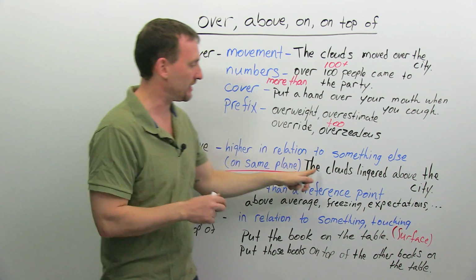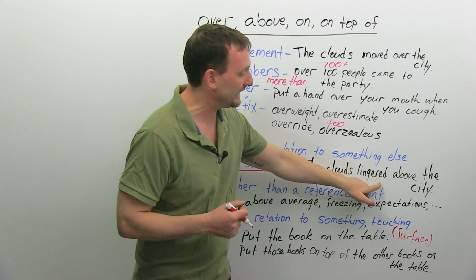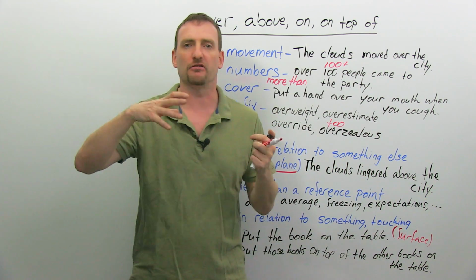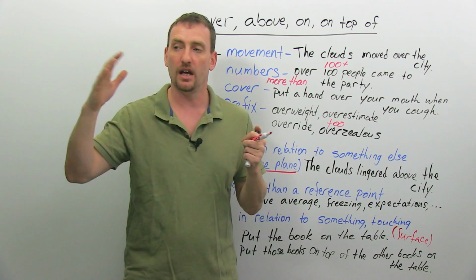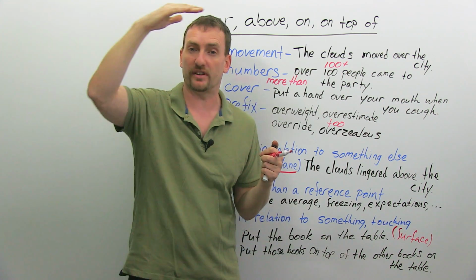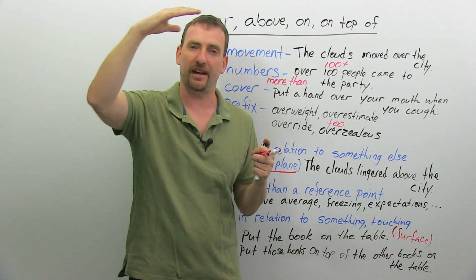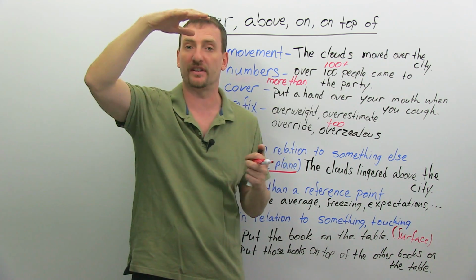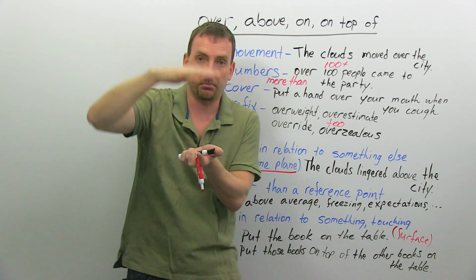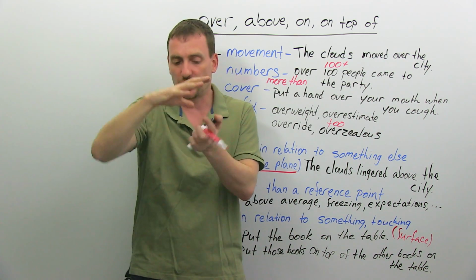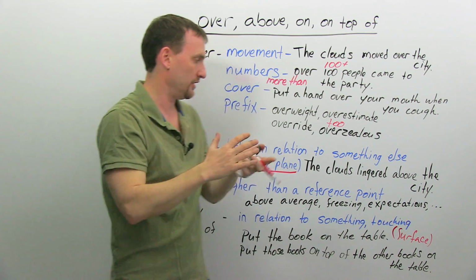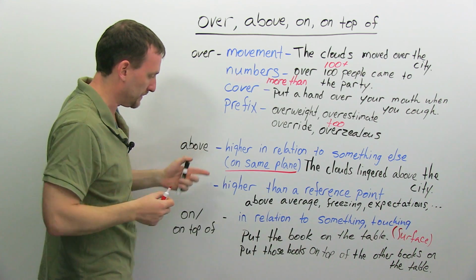Now, if we go back to the clouds lingered above the city. Lingered means basically hung around or stayed for a little while. So here came the clouds. Everybody thought the clouds would go over the city, but the clouds came and then they just sort of lingered above the city. Here is the city. Here are the clouds. They're on the same plane, on the same general area of space. One is higher than the other. So that's the most common use of above.